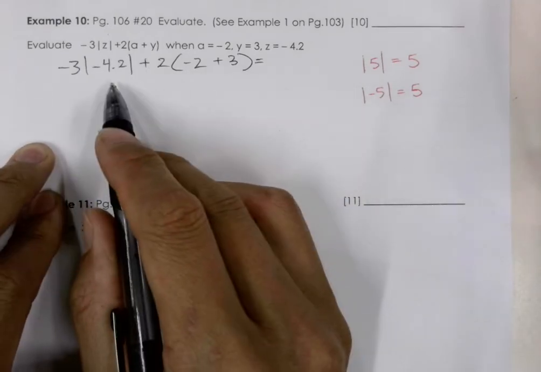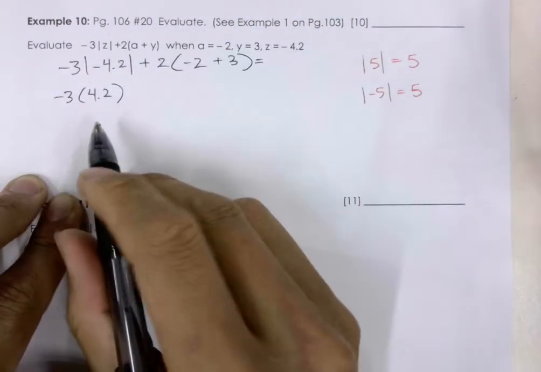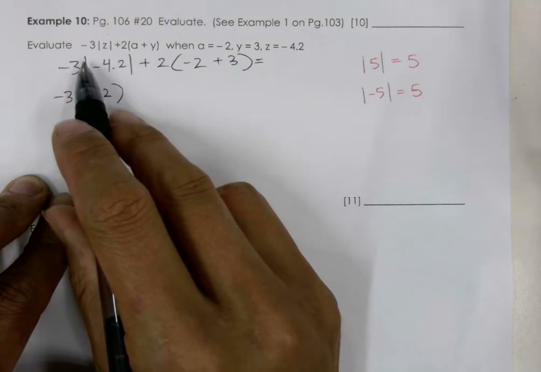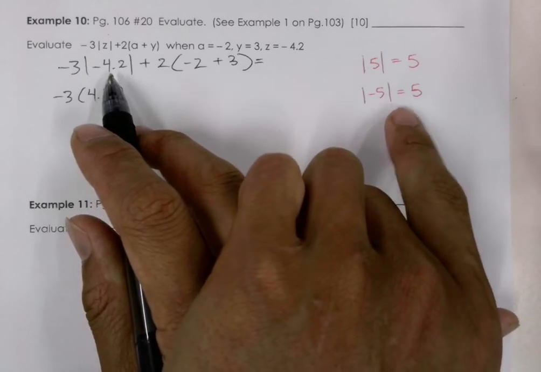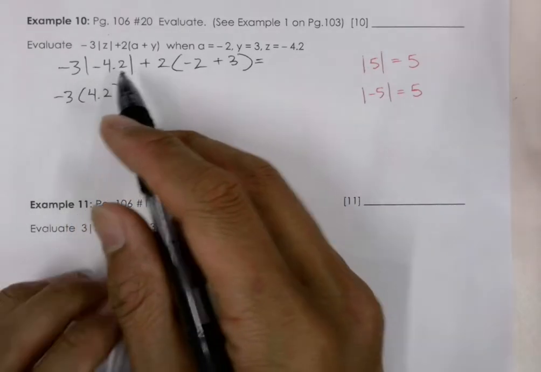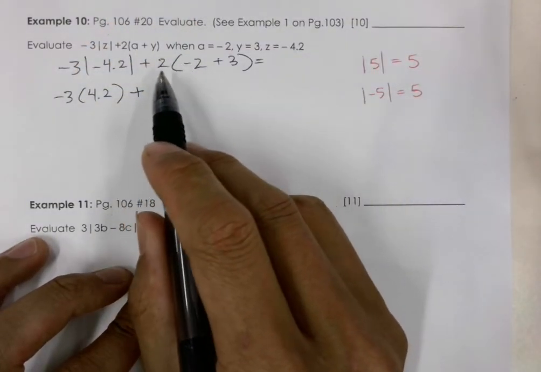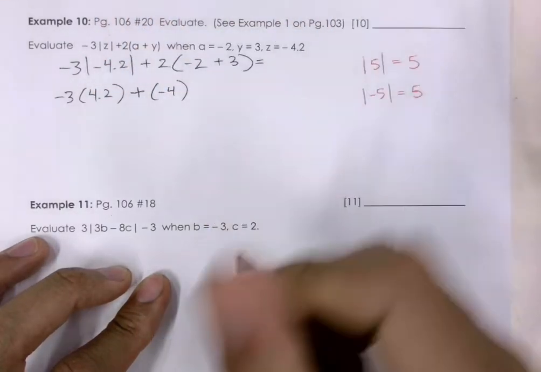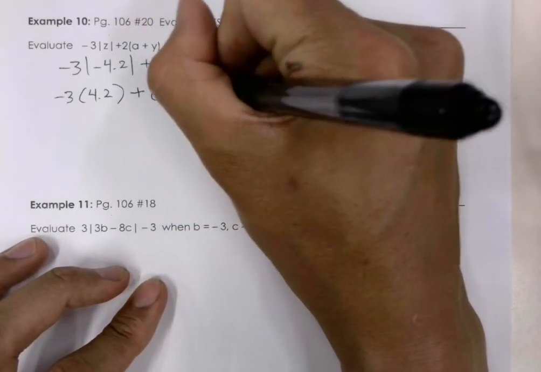So let's go ahead and apply that rule over here. And what we're going to get is negative 3 times 4.2, positive 4.2. Why? Because an absolute value of a negative number is always the positive version of that number. So we'll say plus, and we'll distribute out the 2. Positive 2 times negative 2 is a negative 4. Positive 2 times positive 3 is positive 6.